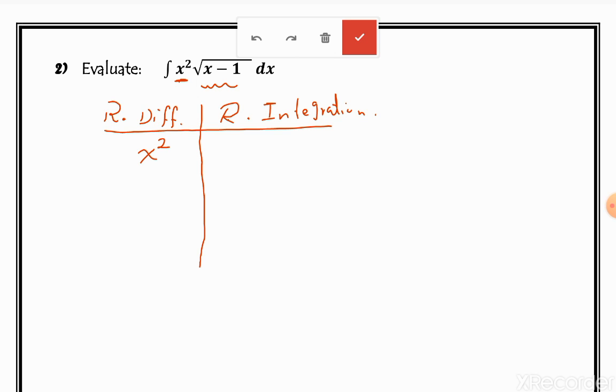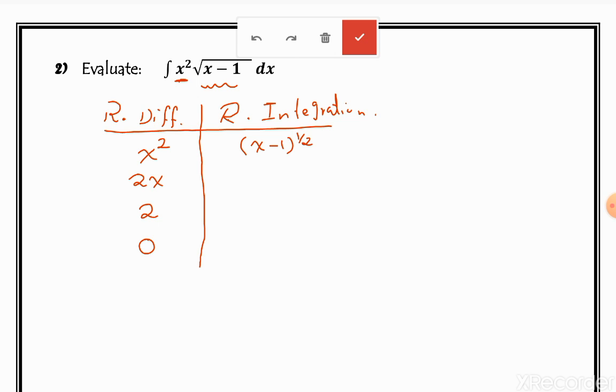What's the derivative of x squared? Excellent, which is 2x. Nice. What's the derivative again of 2x? It's 2. Excellent. What's the derivative of any constant? It's 0. Nice. In the second column here, we will find the integral of the root x minus 1. Root x minus 1 can be written as x minus 1, all to the power of half. What's the integral here?